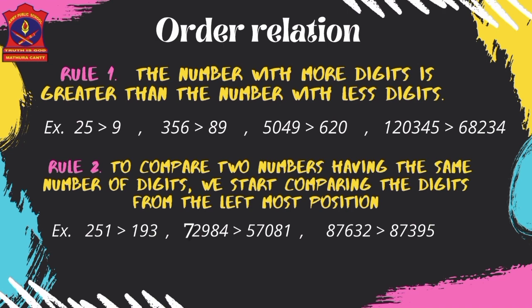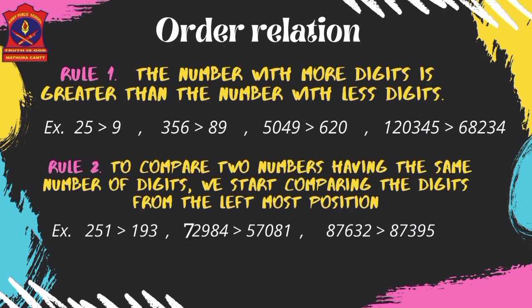Next, rule number 2. To compare two numbers having the same number of digits, we start comparing the digits from the leftmost position. Let us see some examples. In the first example, 251 is greater than 193. Why? Because in the leftmost place value, we have 2 and 1, 2 in 251 being greater than 1. That is the reason 251 is greater than the other number.